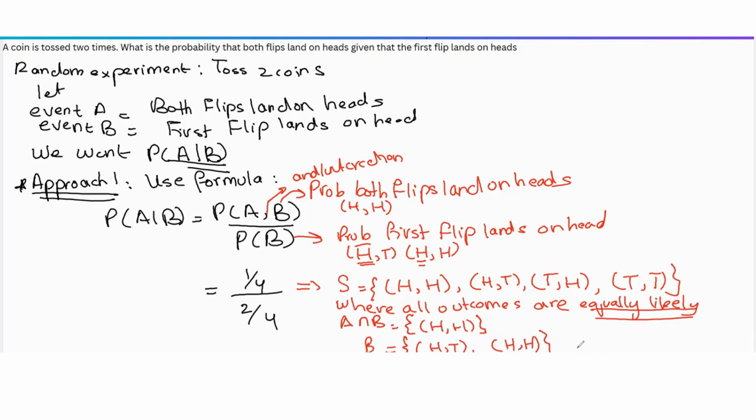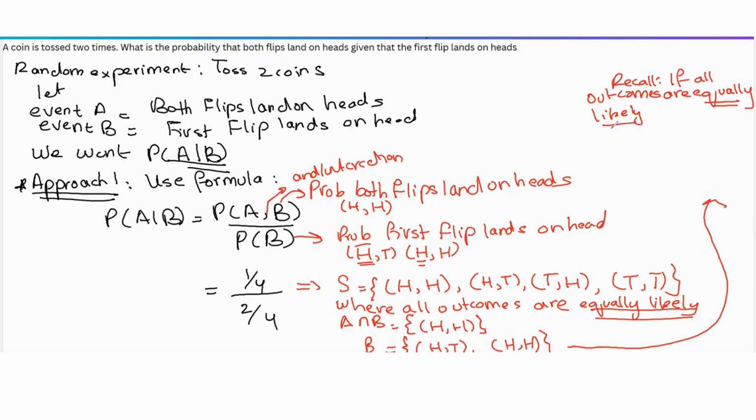Now here we just want to quickly recall something. Recall, if all outcomes are equally likely, again the key is if all outcomes are equally likely, then probability of A is just the number of outcomes favorable to A divided by total number of outcomes in sample space.